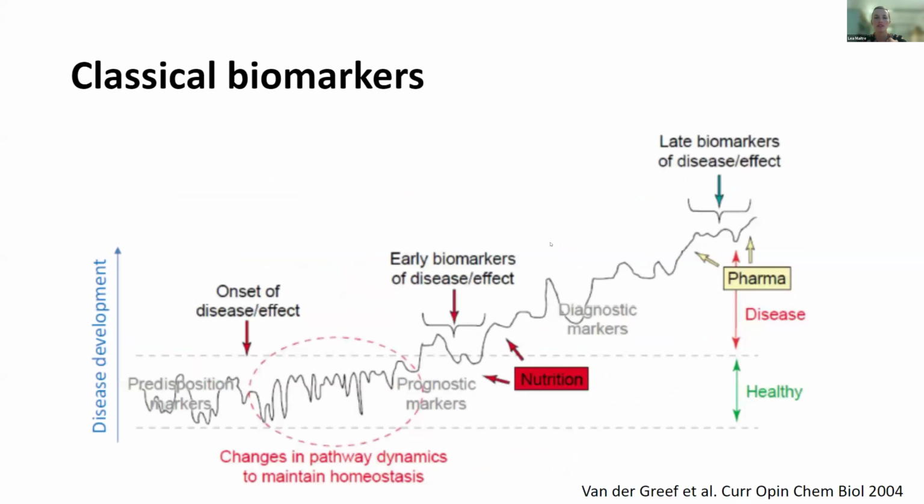And biomarkers can be around the disease progression path. They can be early predisposition biomarkers, prognostic biomarkers, or diagnostic. Here with the exposome, we are more interested in early biomarkers.